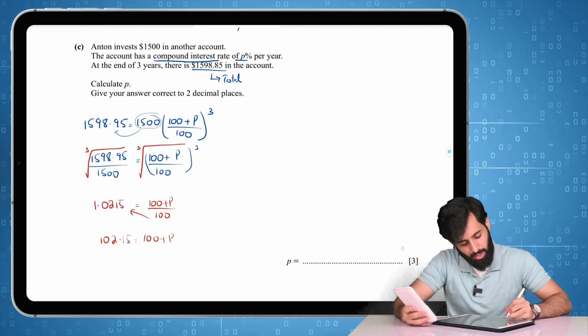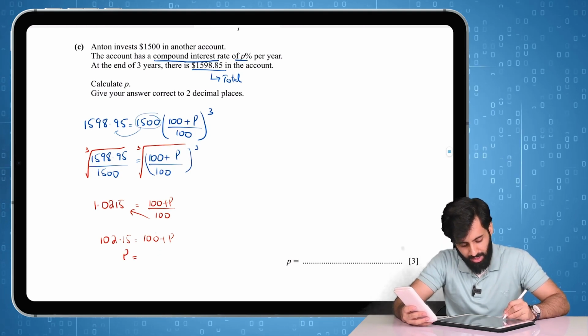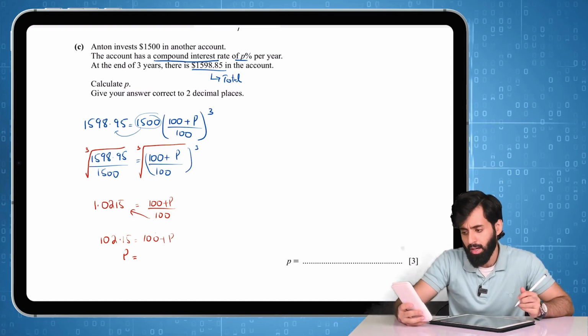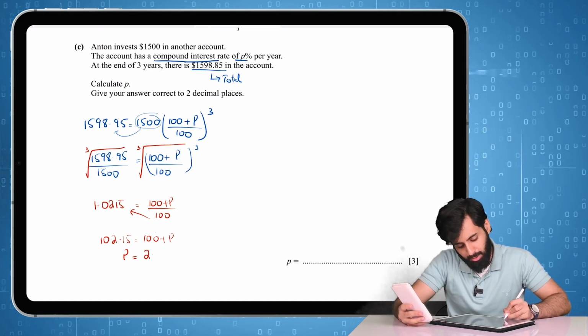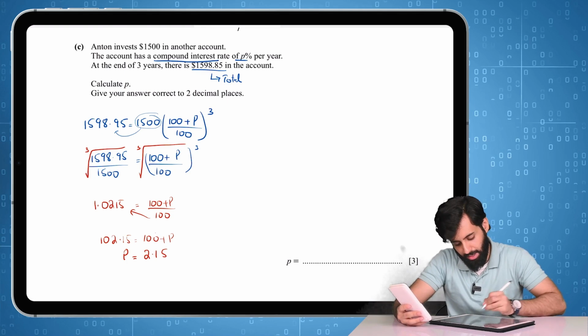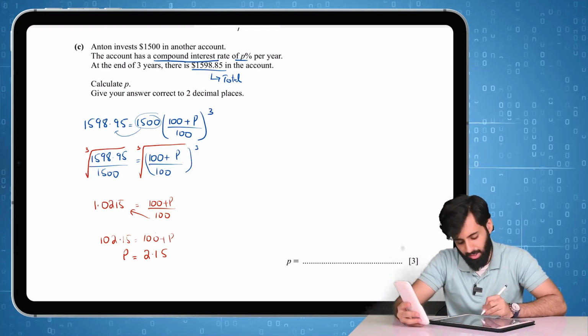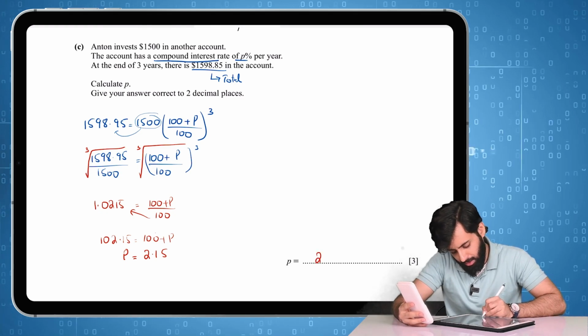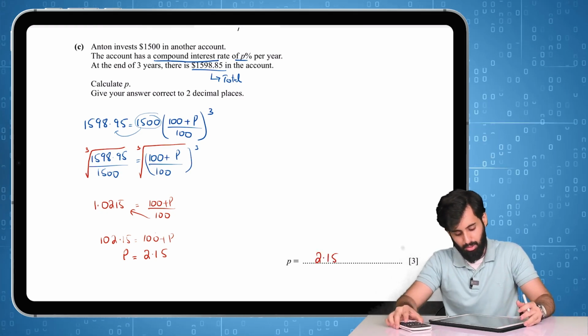Now if you want the value of P, you need to subtract 100 from 102.15, which is exactly what I'm going to do now. And I finally have the value of P, which is equal to 2.15%, correct to 2 decimal places. So it's 2.152, which will remain 2.15. So there you go, part C is also done.